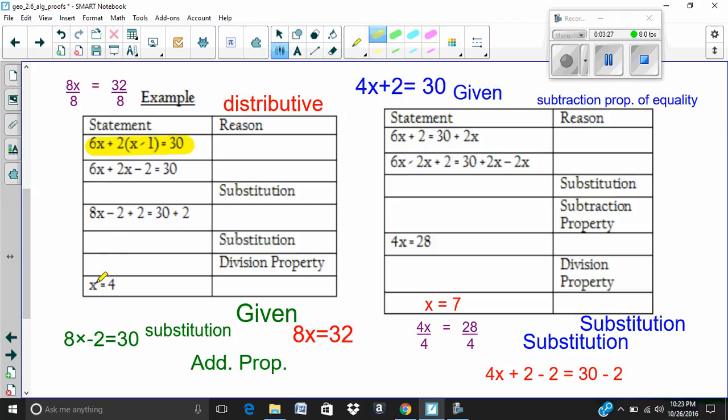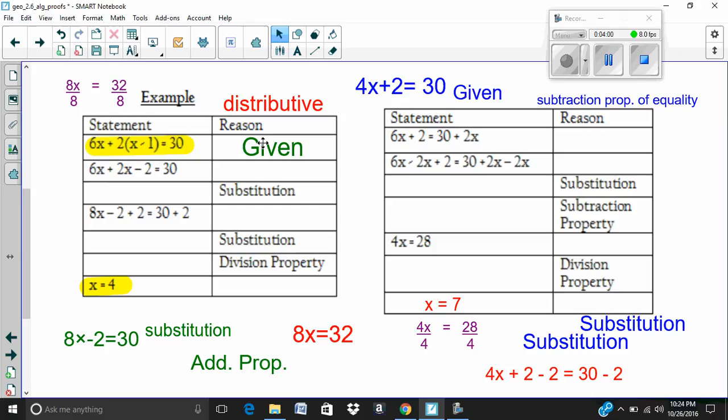The very last thing that we're going to see in our statement column is what we're trying to prove. So given that 6x plus 2 times the quantity of x minus 1 equals 30, we're going to try to prove that x equals 4. And so as we go along, we'll fill in different reasons. Sometimes we'll be given the reason, and we're going to try to fill in the next step of that equation. So basically, here's how it's going to work out. Like I said, that first statement that we have there, that's what we're given. That's what we're starting with.